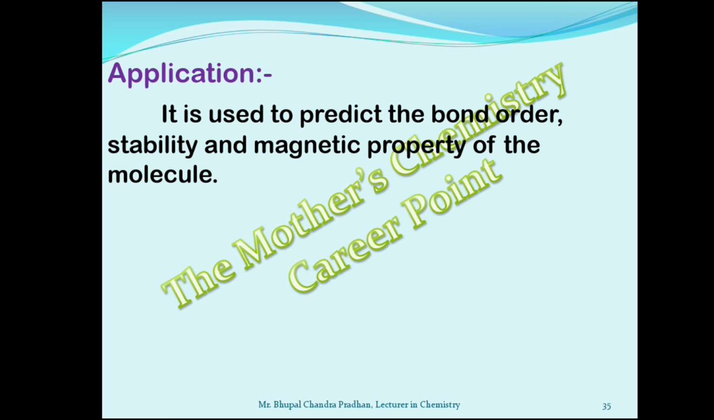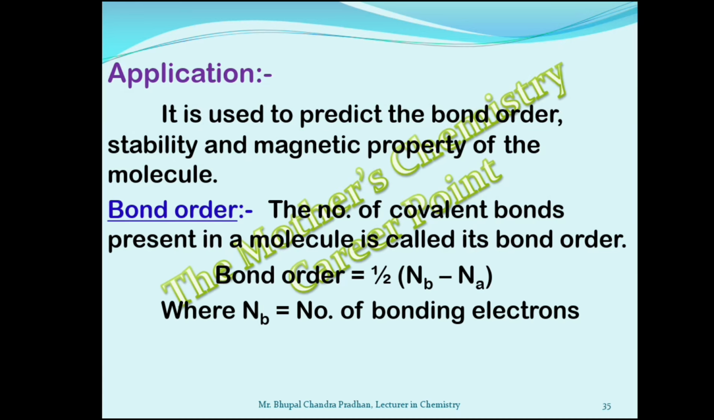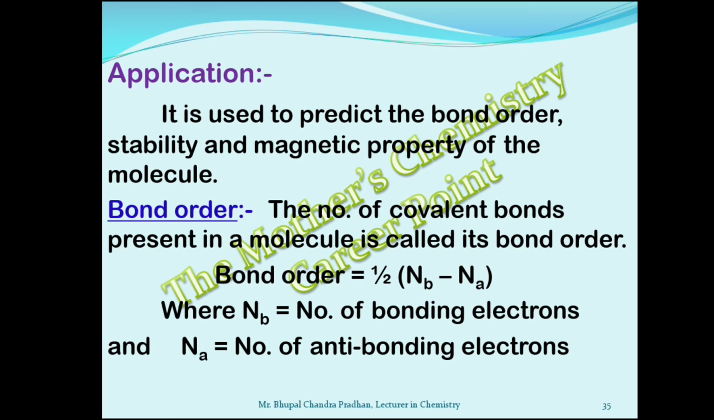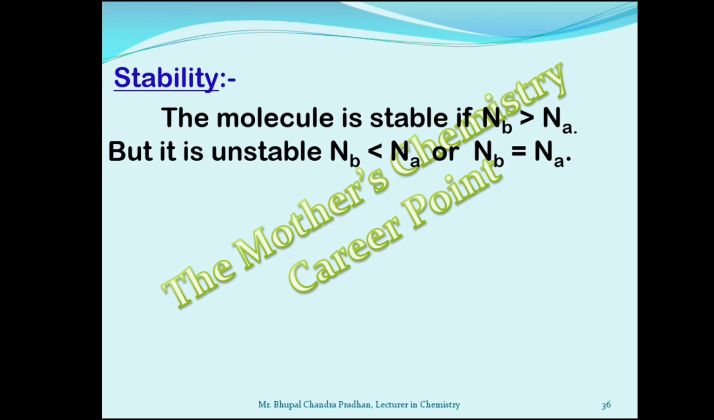Application: it is used to predict the bond order, stability and magnetic property of the molecule. Bond order: the number of covalent bonds present in the molecule is called bond order. The bond order is equal to half of the difference between the number of bonding electrons and the number of antibonding electrons, that is, half into Nb minus Na, where Nb is the number of bonding electrons and Na is the number of antibonding electrons. Stability: the molecule is stable if Nb is greater than Na, but it is unstable if Nb is less than Na or Nb is equal to Na.